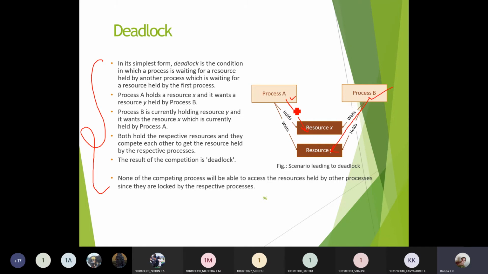These two resources are being used by the processes, which means each is blocked by the other process. In such a case, process A cannot complete its operation, and process B also cannot complete its operation. This is called a deadlock situation. None of the processes are ready to release their resources and wait for the execution of the other process. Both processes want to execute their task first, so this deadlock situation arises.